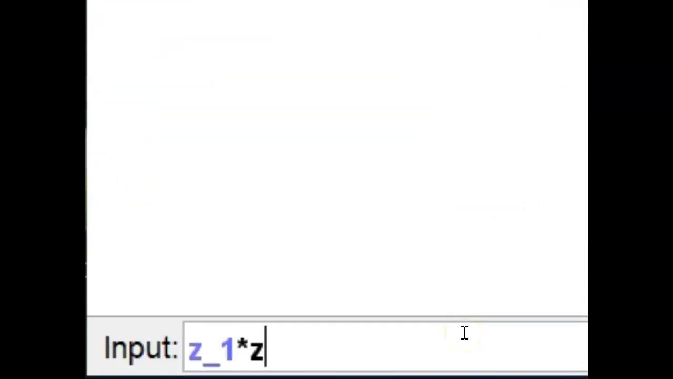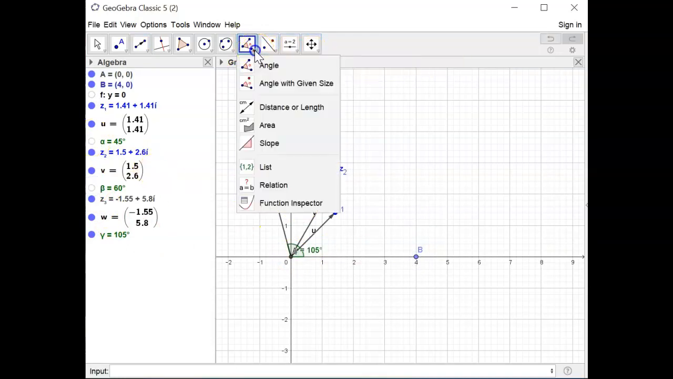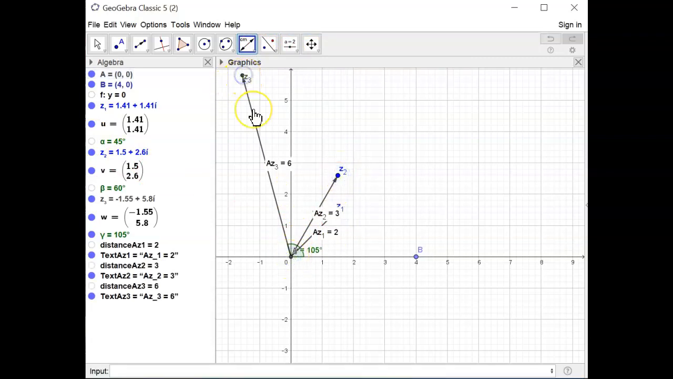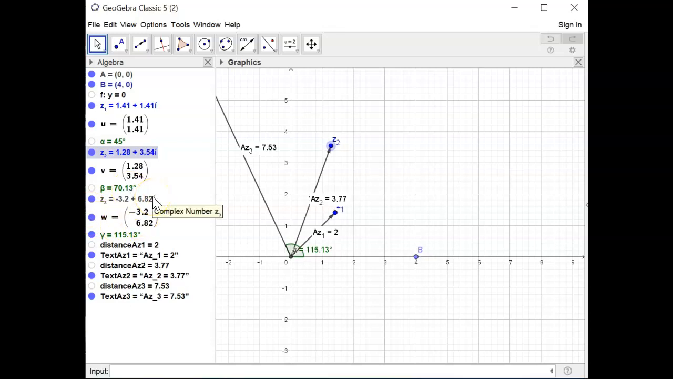And then finally we multiply the two complex numbers together. And we see here we get z3. If we measure the angle, we get an angle of 105 degrees, which corresponds to 45 plus 60. Looking at the moduli of each, the first two are 2 and 3, we notice that 2 multiplied by 3 gives us the modulus of 6 for our result. And we see if we move our complex numbers around, we get similar results.